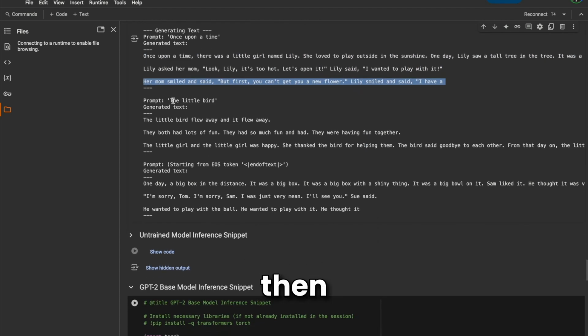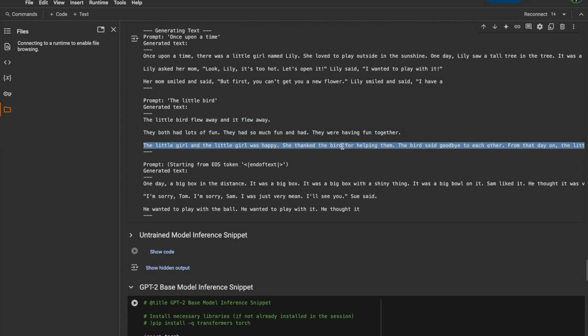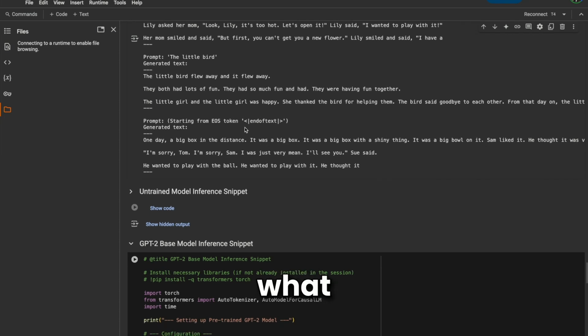Okay. Then we also start with the little bird. So little bird flew away, and it flew away. They both had lots of fun. They had so much fun and had. Okay, it has died recently. It's not a very good story, but for a model of this size, this is what is expected.